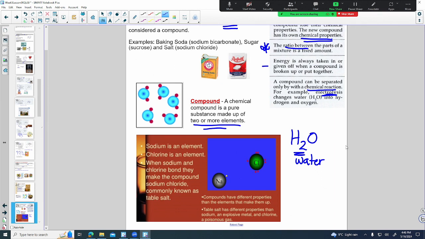Okay, another example is salt. We said NaCl. We said sodium is an element, chlorine is an element. However, when sodium and chlorine bond, they make the compound sodium chloride, which we know as table salt. Now, compounds have different properties than the elements that make them up. Table salt has different properties than sodium, which is an explosive metal, and chlorine, a poisonous gas.